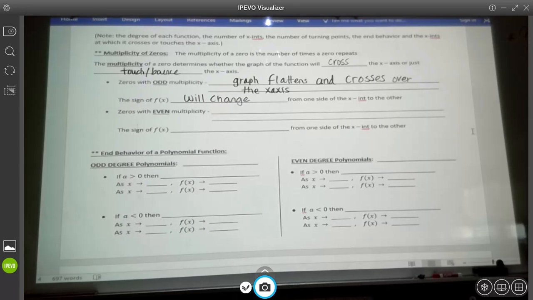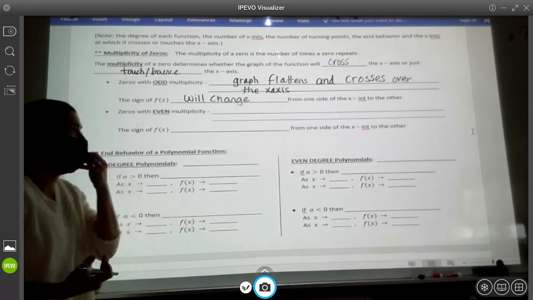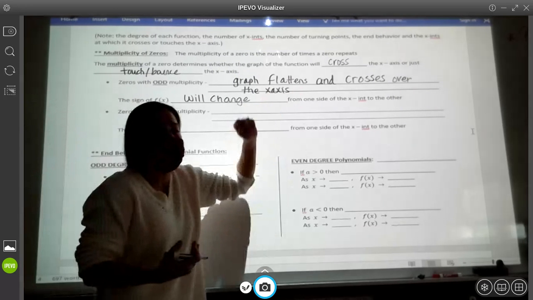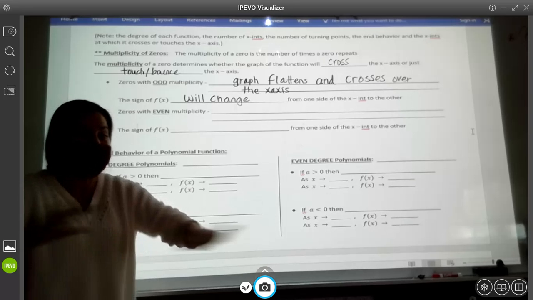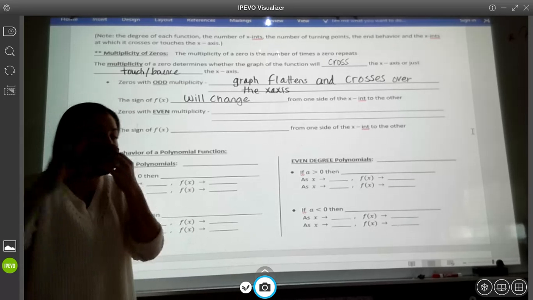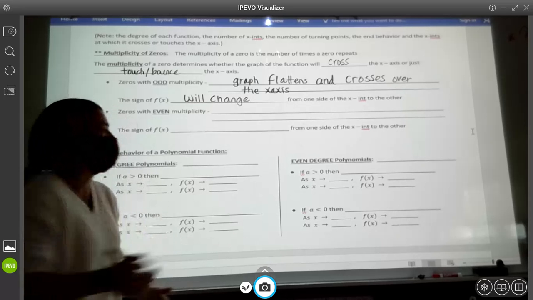Zeros with even multiplicity. So if they're repeated 2 times or 4 times or 6 times, yes, it still has that flattening out effect, the higher the multiplicity, but the important part is it does not cross the x-axis at an x-intercept with even multiplicity. There's no cross, it's just a touch.